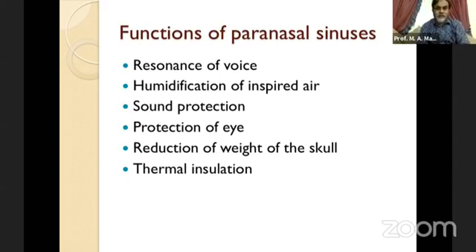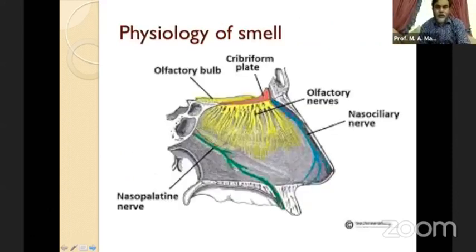Function of the paranasal sinuses is very important. Resonance of voice, again. The paranasal sinuses usually have no clear function. Sometimes they say we don't know what the function of the paranasal sinuses is, but these are the recognized functions that they can contribute: resonance of voice, humidification of inspired air, protection of the eye from any trauma. And there is reduction of the weight of the skull, because there are empty spaces. They can also give thermal insulation. And smell, through the olfactory nerve: all the roots coming from the olfactory receptors, olfactory neurons, cross the cribriform plate and come to the olfactory bulb, then the olfactory tract, and then to the frontal lobe.